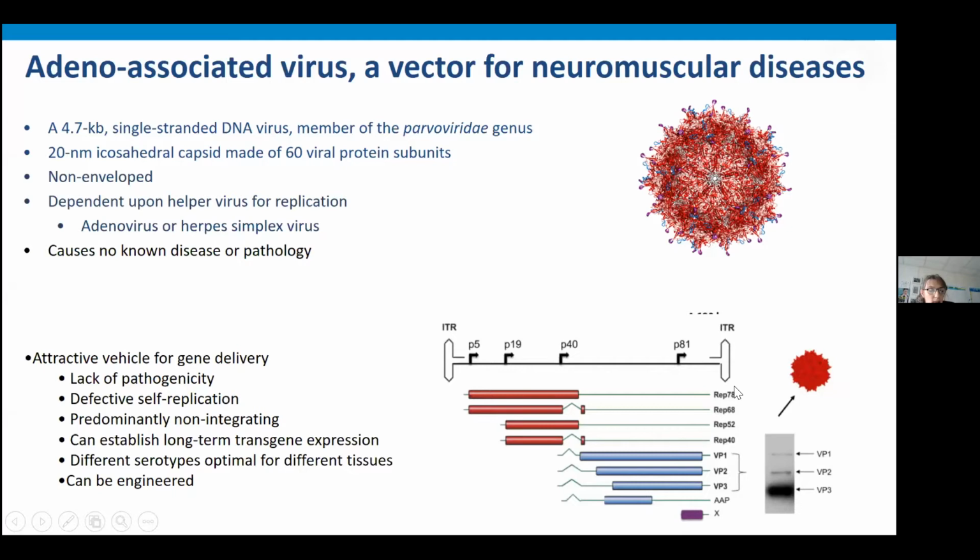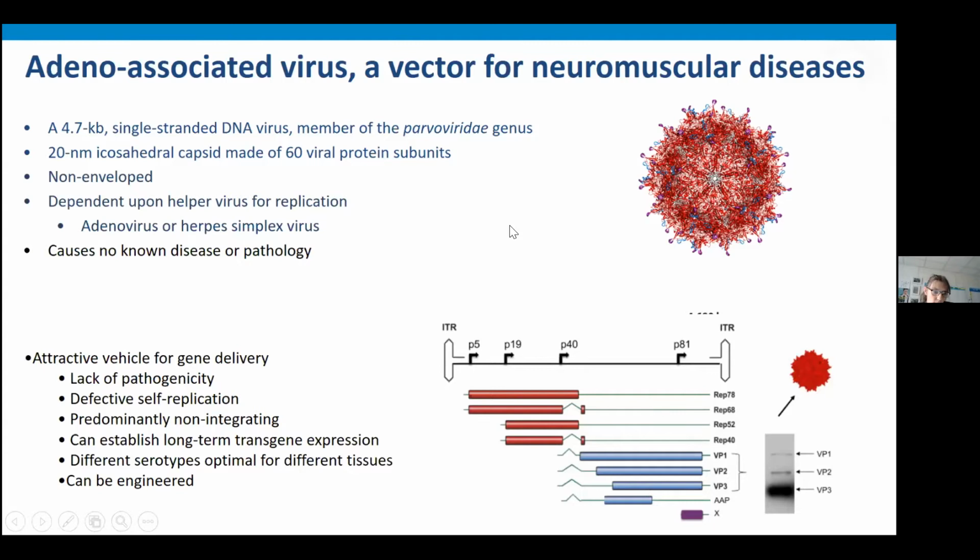And when you derive a vector from these viruses, what you want to achieve is the highest efficiency and the highest safety possible. And these two elements are mostly defined by where the virus is going and how and where also the gene is expressed in the body. So I will go a little over these two elements.